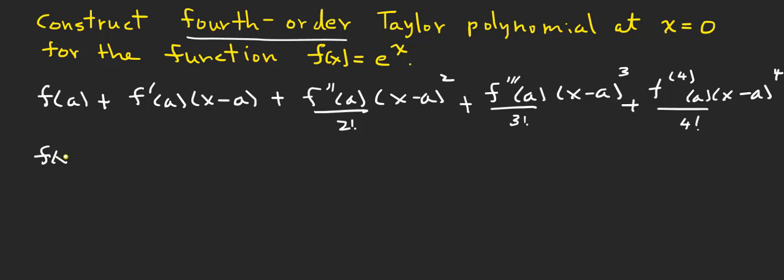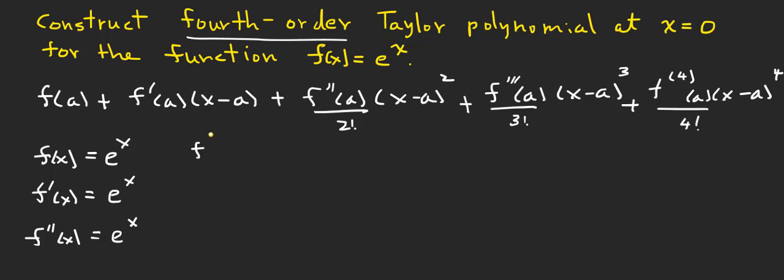So f of x is e to the x. F prime of x is also e to the x. F double prime of x is e to the x. F triple prime of x is e to the x. The fourth derivative of f of x is also e to the x. Now remember, we need to find f of a, f prime of a, and so forth. So our a is 0.